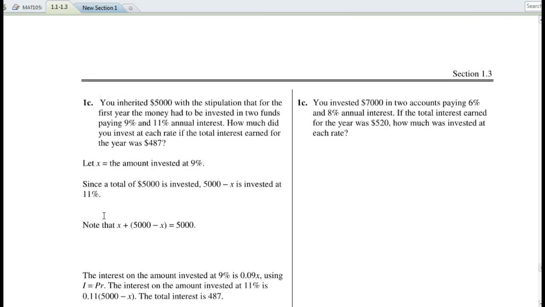Okay, last one I think. So we have two accounts that earn different interest rates. So the question is asking you how much was invested at each rate. So let's let X be the amount invested at 6%, and we'll call Y the amount invested at 8%.